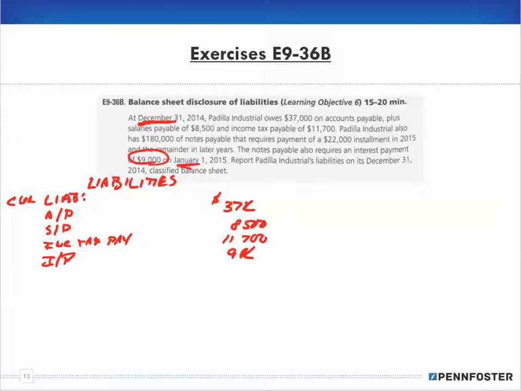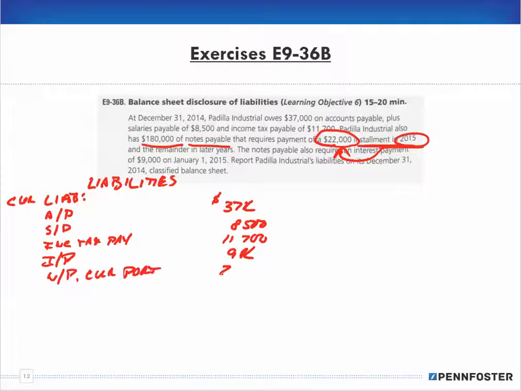The last thing we have to consider from our current liabilities is a $180,000 note payable that requires a payment of $22,000 installment in 2015. Right. So they're telling us that that payment is $22,000. Remember, current means between now and the next 12 months. So for the entire year of 2015, that's $22,000. Well, that's the same as what we would have in 2014. So we're going to have our note payable current portion of $22,000.